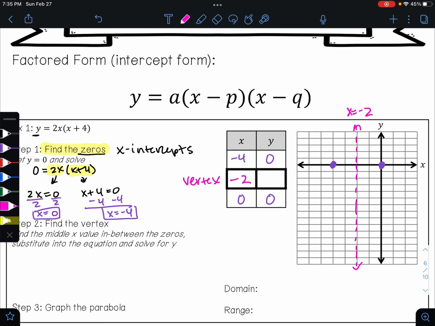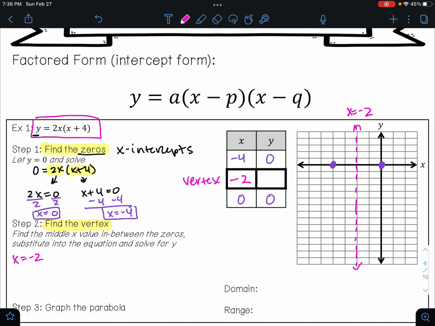Step 2 is to find the vertex. So it says find the middle value in between the zeros. So that's negative 2 right here. That's halfway between negative 4 and 0. And then substitute this into the equation and solve for y. So what we're saying is that x equals negative 2. So in this equation, we're going to let x be negative 2. So every time we see an x in this equation, we're going to replace it with negative 2.